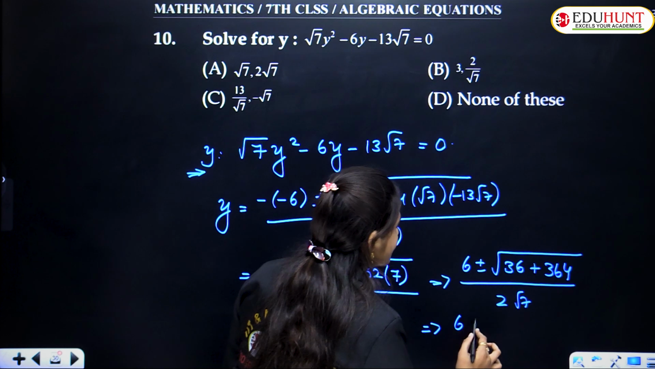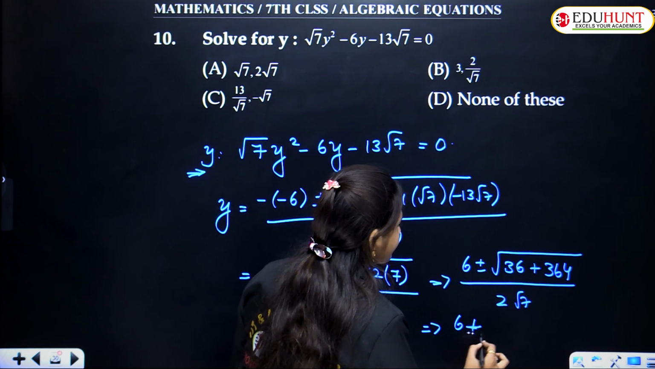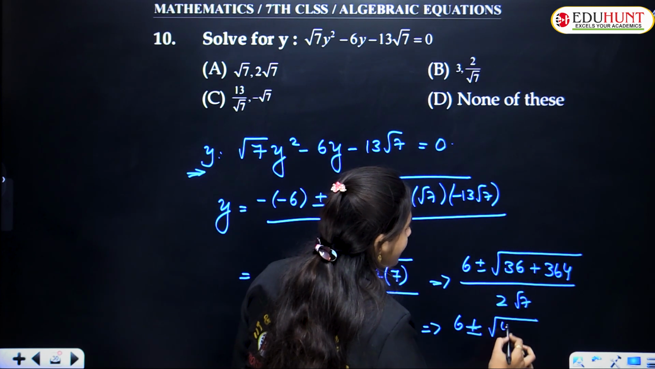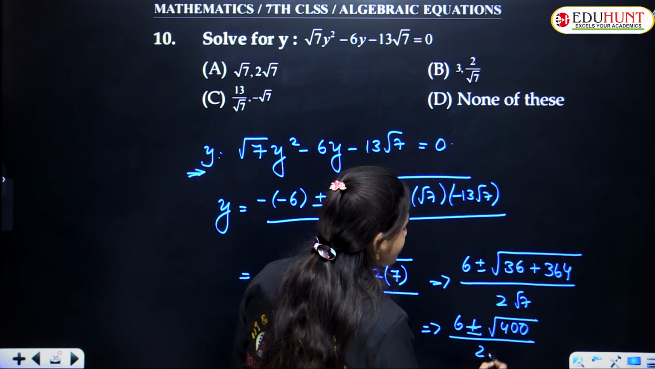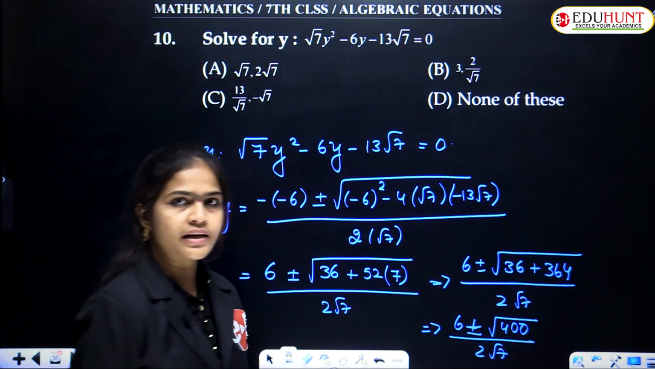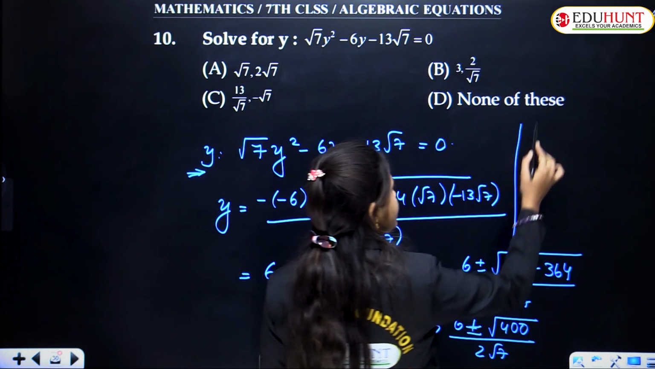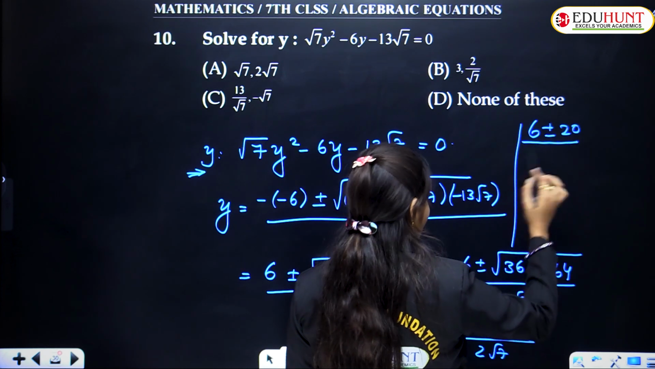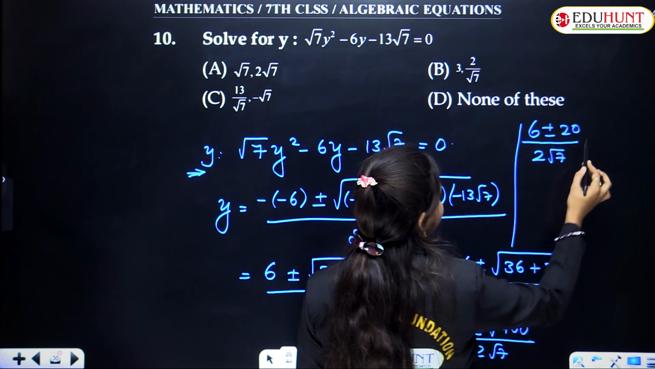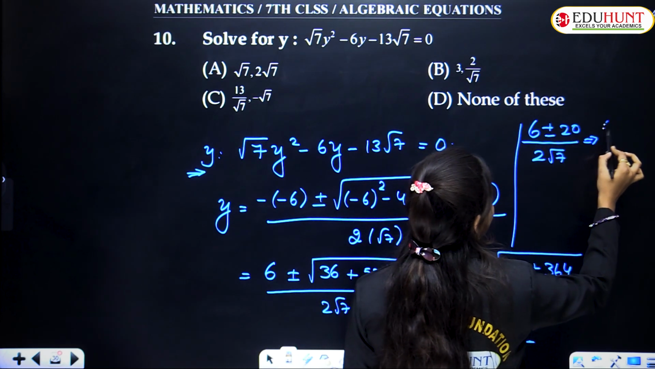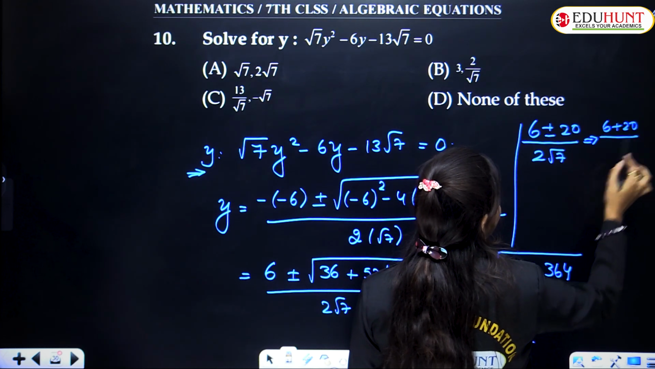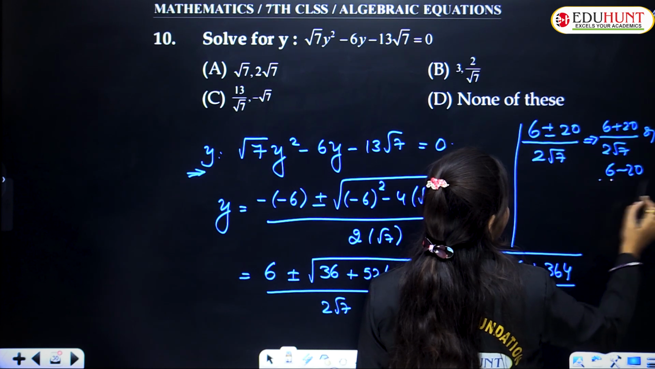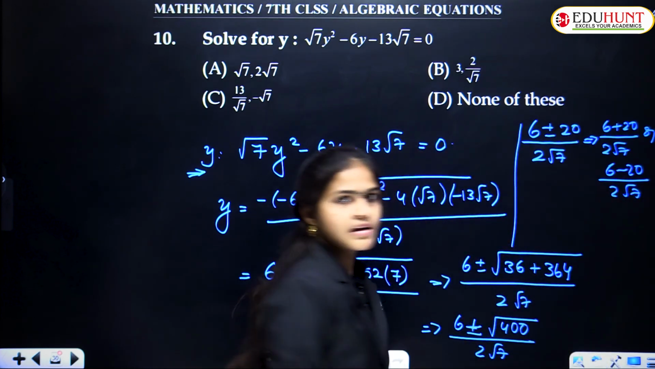So from this, 6 plus or minus square root of 364 plus 36, which is equal to 400, whole by 2 root 7. So the square root of 400, what will we get? So 6 plus or minus 20, whole by 2 root 7. So from this, 6 plus 20 by 2 root 7 or 6 minus 20 by 2 root 7. Understand?